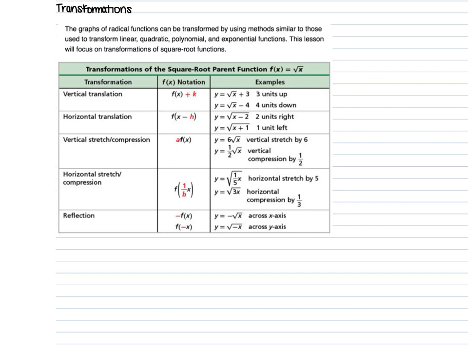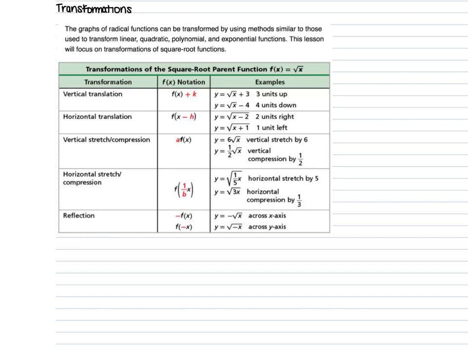For vertical stretches and compressions, that's a number right in front. It's like the coefficient of that radical. If it is a whole number, we're doing a vertical stretch. If it's a fraction, it's a compression, so it gets smaller. So underneath the radical, again, opposite, that's your horizontal stretch or compression. If you have a coefficient of x and it's a fraction, you're going to stretch. If it's a whole number, you're going to get smaller, so you're going to compress.